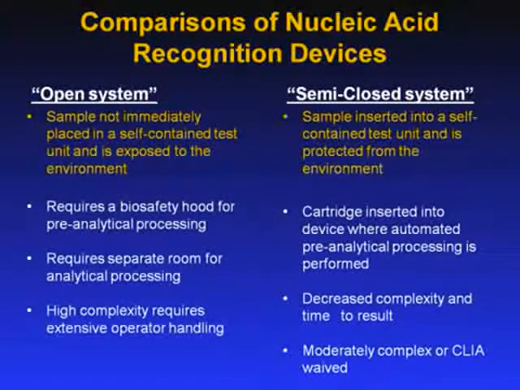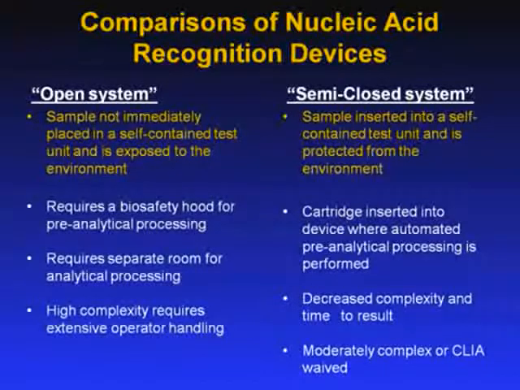Many nucleic acid recognition systems are classified as open systems. Utilizing an open system means that rather than immediately placing the sample into a self-contained unit for processing, the sample is processed outside of the testing system first. The increased environmental exposure may influence the end result. In addition to the biosafety hood required for sample preparation, an open system requires an additional separate room for the actual reaction, whereas semi-closed systems do not.